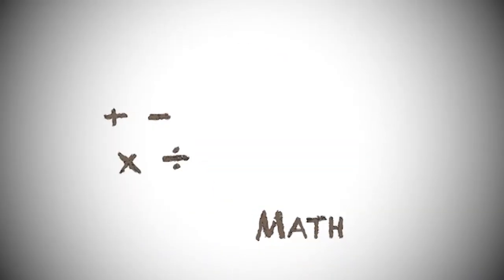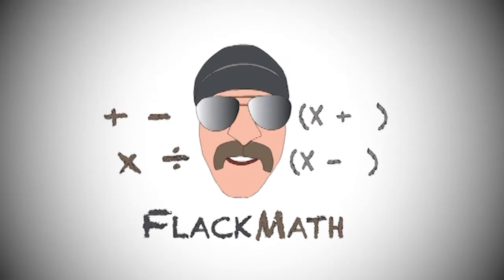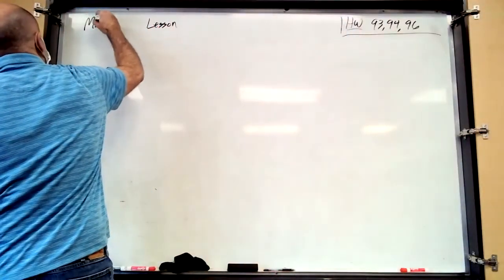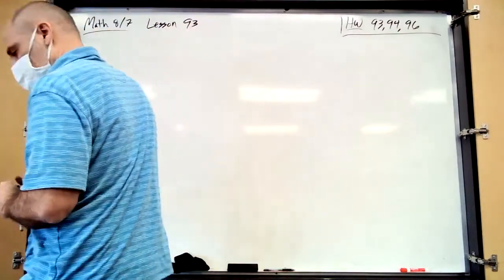Math! Give me some math and I'll give you some flack! Flack math! Okay, let's do this. 93. What does 93 look like? Math. It is mathy.